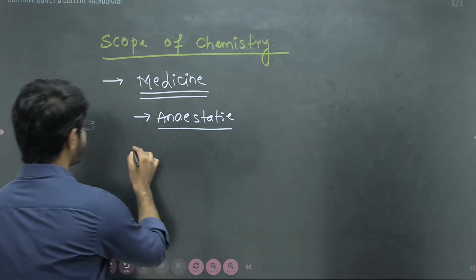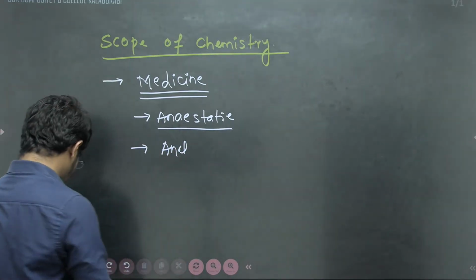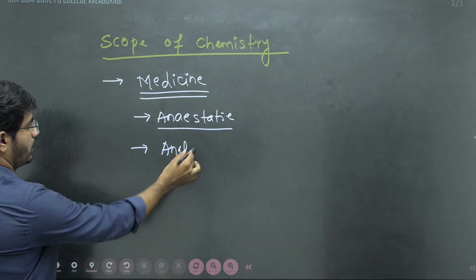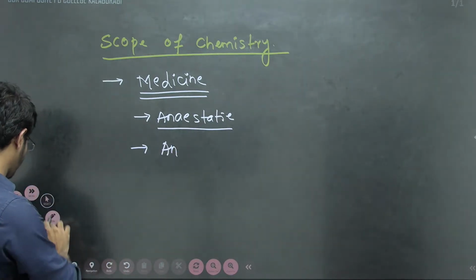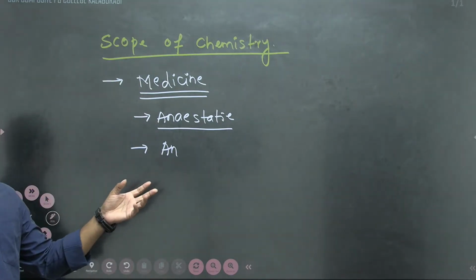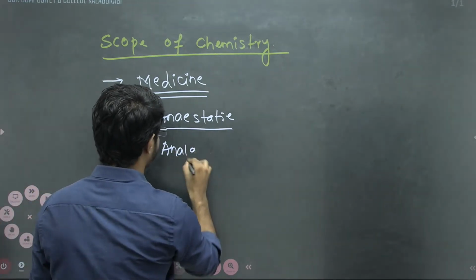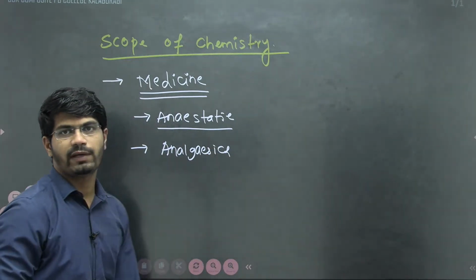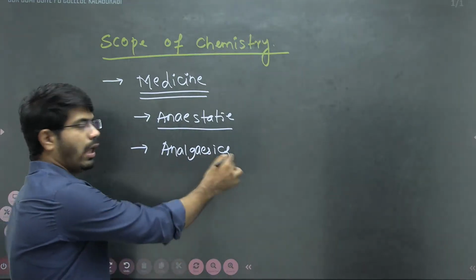Then analgesics. Analgesics are used to decrease pain. Whenever you feel body pain, we take a painkiller, and that is nothing but an analgesic.